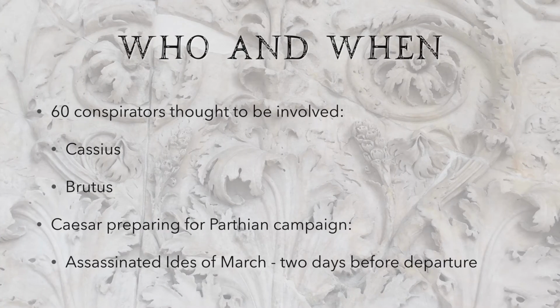Because of all this, some senators decided that they had to act before Caesar left for Parthia, and a plot was made to murder him on the Ides of March, which is the 15th, 2 days before he was due to leave east. There were up to 60 conspirators involved in this plot, and the two leaders were Cassius, whom Caesar had pardoned after defeating him on Pompey's side in the Battle of Pharsalus, and Brutus, who was the son of Caesar's mistress, Servilia, and there were even rumours that he was Caesar's illegitimate son.